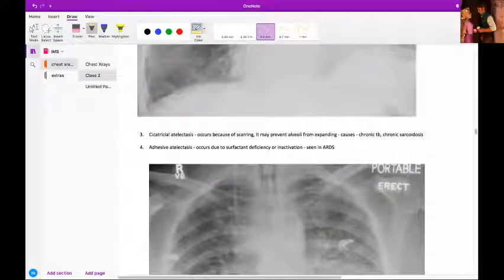Then there's cicatricial. Okay, cicatricial occurs because of scarring, like post-operatively, or because of TB, or because of sarcoidosis. So if there is scarring of the lung tissue, it will prevent the alveoli from expanding. Okay, so then there'll be atelectasis.